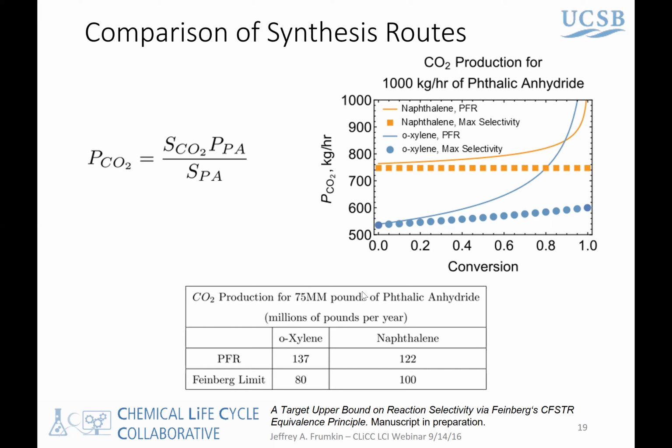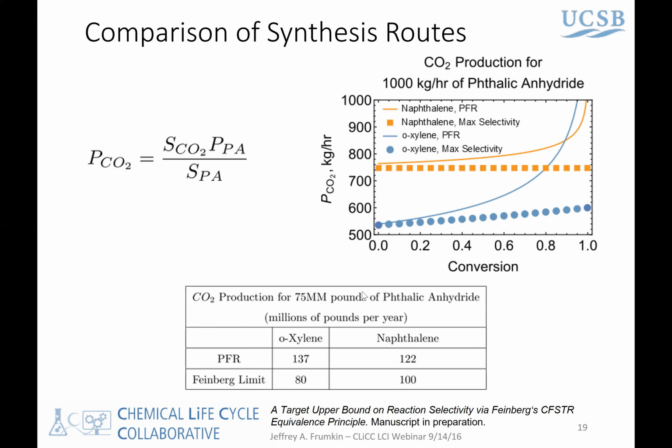The x-axis here is conversion of limiting reactant. So this is essentially the fraction of your limiting reactant that has reacted to become something. As we see, as we react more of our limiting reactant, going from the left to the right-hand side of the plot, we generate more and more carbon dioxide, which is something we want to try and avoid.